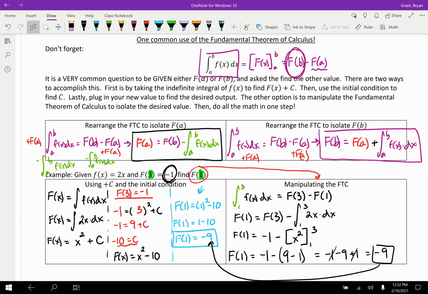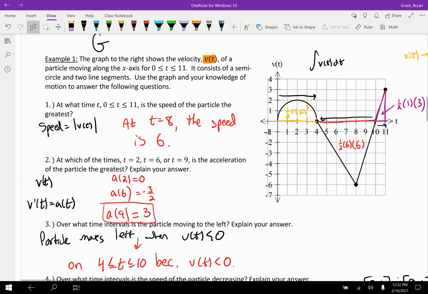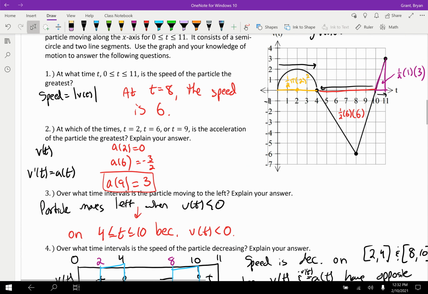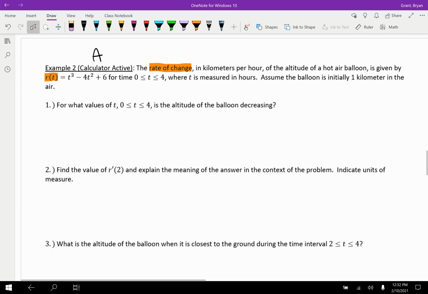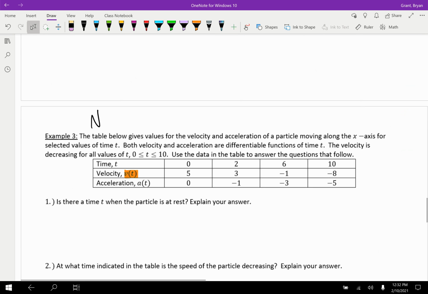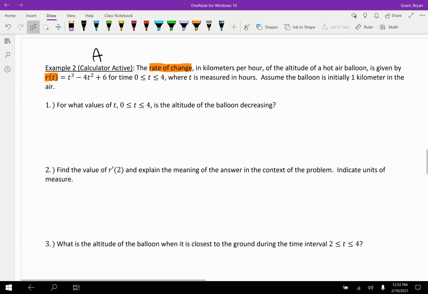All 3 problems give you something to do with velocity. This first problem gave you the graph of velocity. We're going to do 2 more examples today. Our second example requires a graphing calculator, so make sure you have that ready, or if necessary, you can have Desmos out and ready to go. And then our last problem is going to present the velocity numerically through a table. Sometimes you hear this called tabular data. So let's get to it.